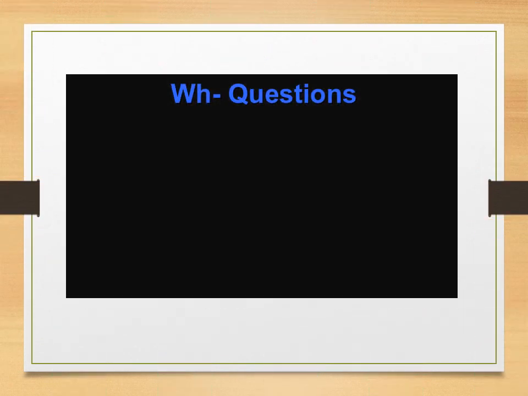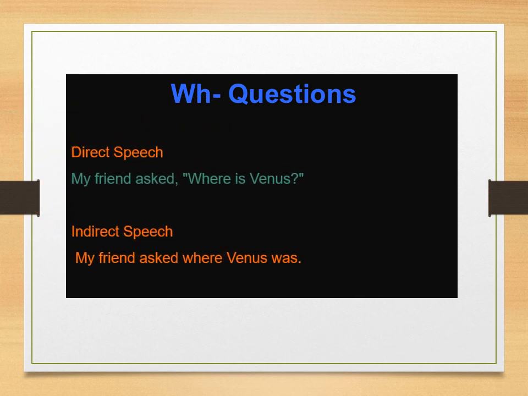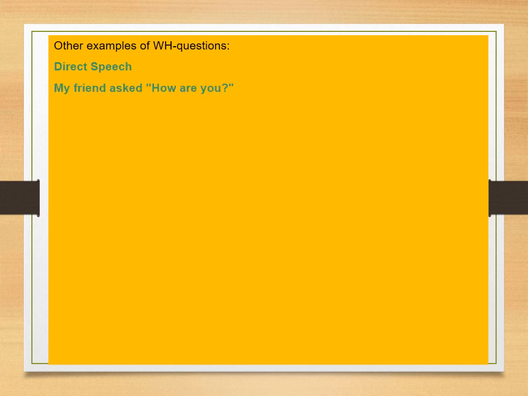So, WH questions. Direct speech: my friend asked, "Where is Venus?" Indirect speech will become: my friend asked where Venus was. Is becomes was. Again, some other examples and what exactly we are doing. My friend asked, "How are you?" It obviously becomes: my friend asked how I was.